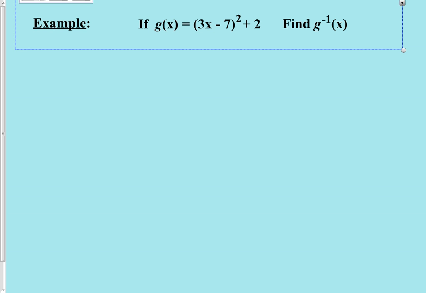Okay, now I don't necessarily have anything for you to do on this one in your notes, but I'd like you to copy it. Okay, if g of x equals 3x minus 7 quantity squared plus 2, find the inverse of g of x. Okay. I'd like you to copy this one down and give it a try in your notes. We will look at the solution to this one first thing in class on Tuesday. So copy it down, give it a try, and then in class we will see if you are correct.